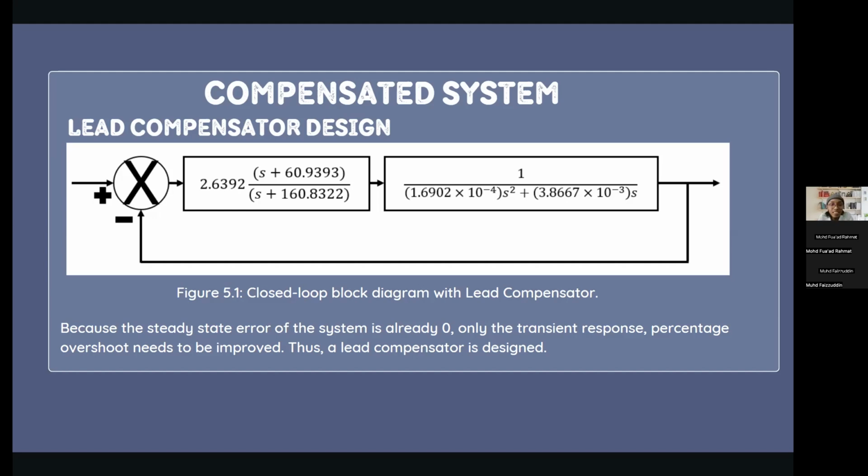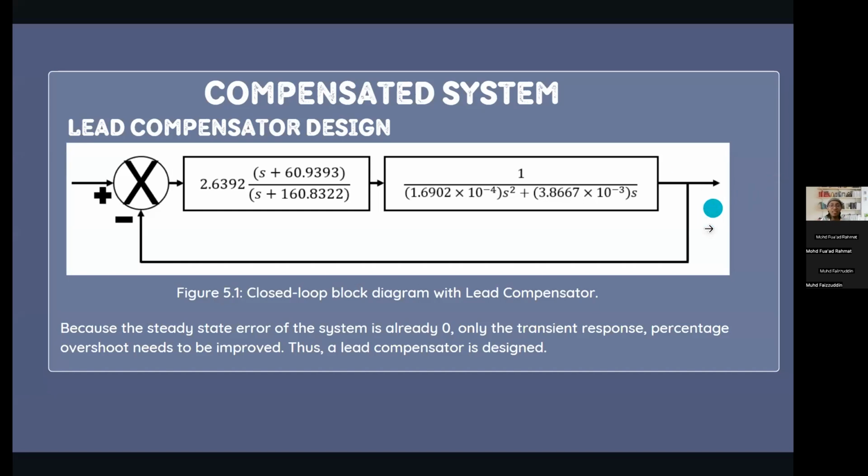Because the steady state error is already 0, so we don't need to improve the steady state error using lag. The steady state error is zero due to the KV already being big. And 1 over KV, we will get 0.005 from task 1, because the system is type 1. Okay, proceed.